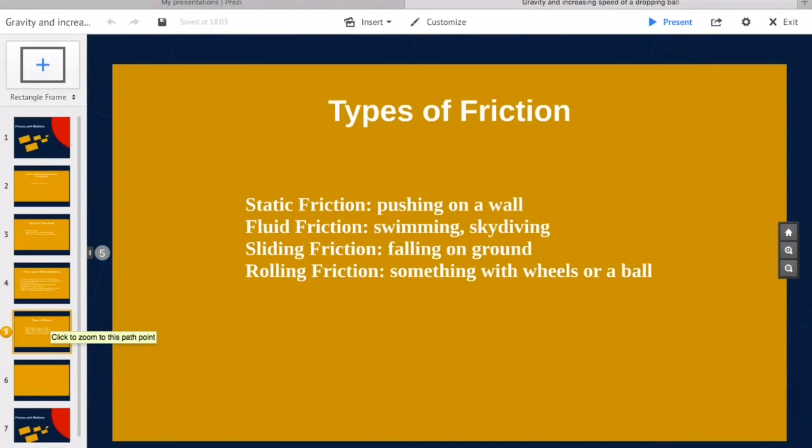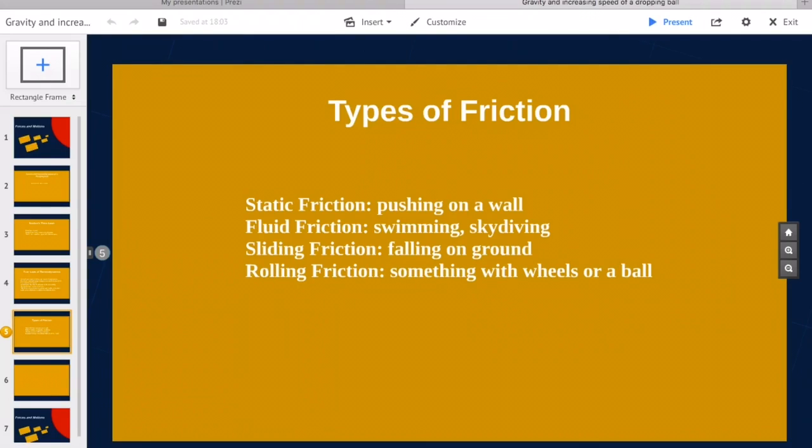Okay, and then we have types of friction. We'll go through each of these, and you want to know these as well as be able to know an example. For static friction, when a force is applied to an object but it does not cause it to move, such as pushing on a wall, this would be considered static friction. Fluid friction, when an object moves through a fluid, meaning either through a liquid or a gas. So swimming or skydiving would be good examples there.